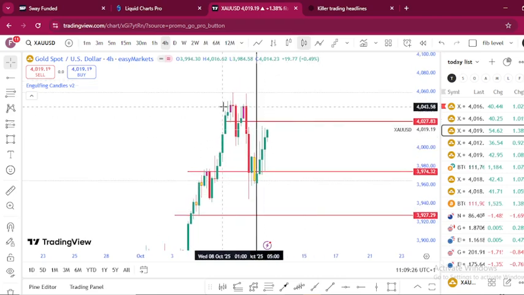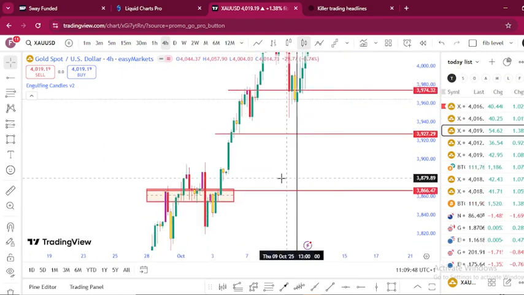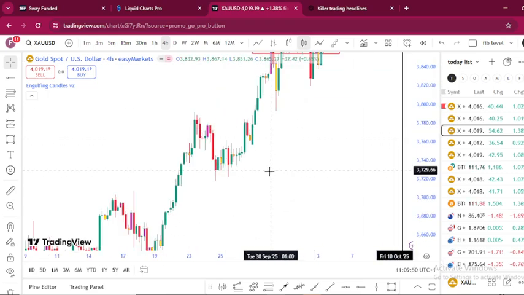Okay, so if you're anticipating a sell, you might lose because the market is still bullish until price comes here and then makes a rejection. If price prints a rejection here and then 4 hours print bearish engulfing, I would have loved to show you an example on a previous one.